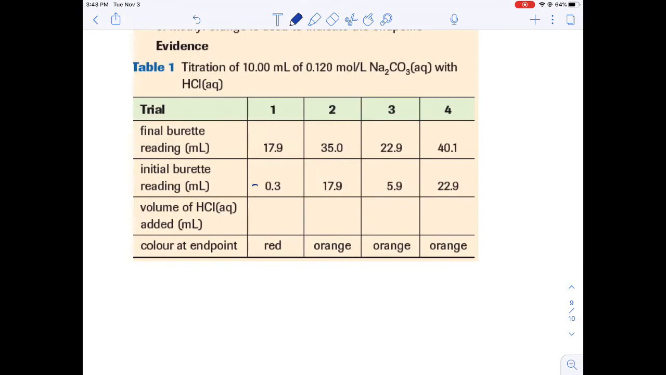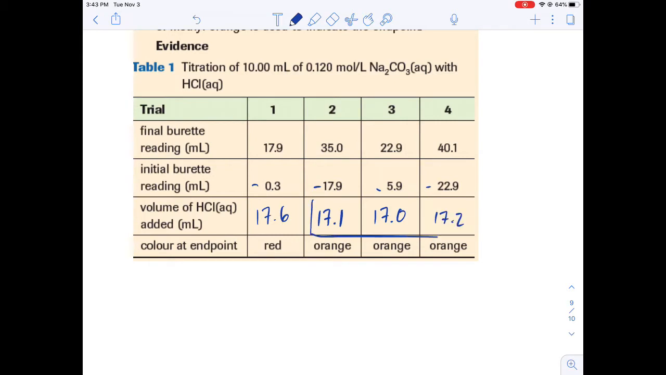So if I take 17.9 minus 0.3, I get 17.6 milliliters. And then 35 minus 17.9 is 17.1 milliliters. This is going to be 17.0 milliliters because I'm subtracting these numbers. And this one is going to be, so 40.1 minus 22.9 is 17.2 milliliters.